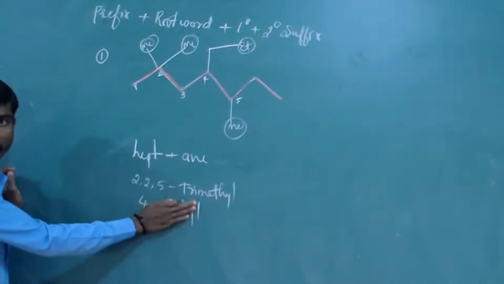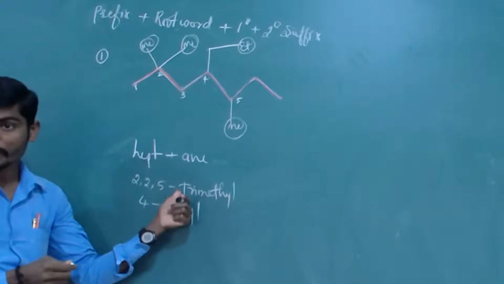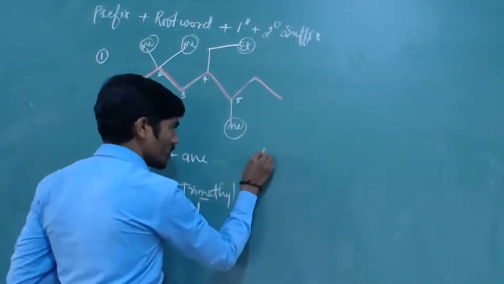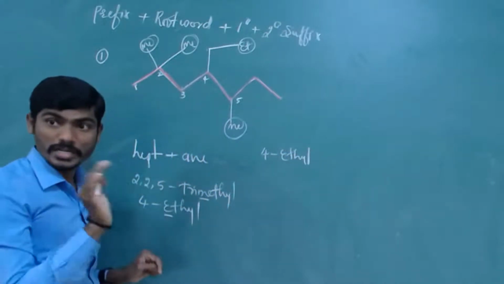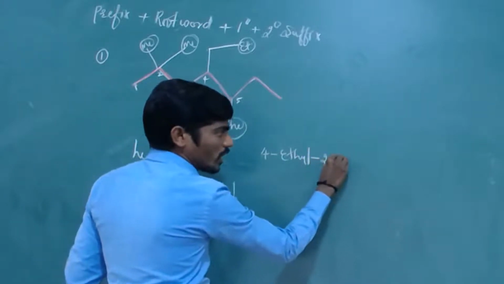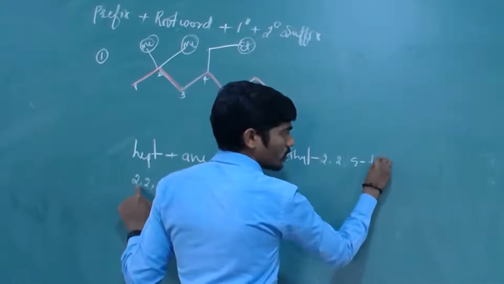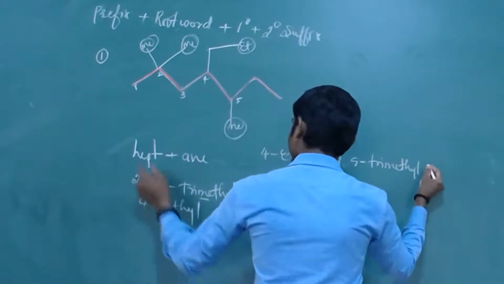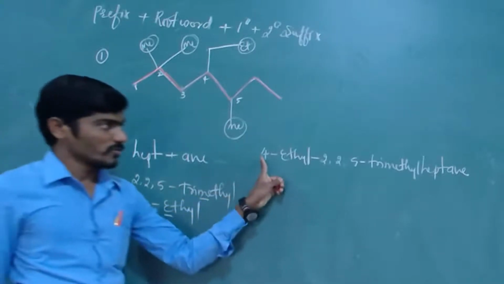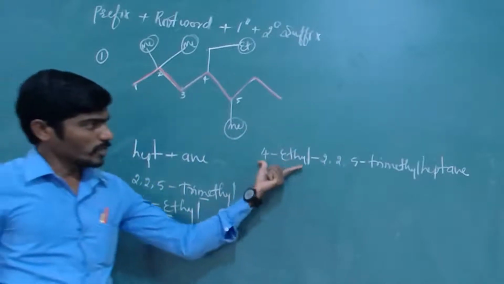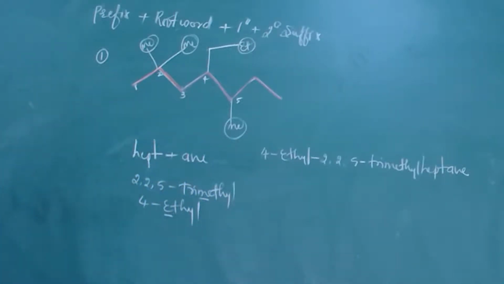Now add the prefixes. If two or more prefixes are there, then according to alphabetical order E comes first and then M, since tri is not considered. Therefore the name is 4-ethyl. Number and alphabet are separated by a hyphen, no space, continuous word. Numbers are separated by commas: 2,5-trimethyl. Root word heptane, no space, a single word. 4-ethyl-2,5-trimethylheptane. Correct? Yes. Next, second example.